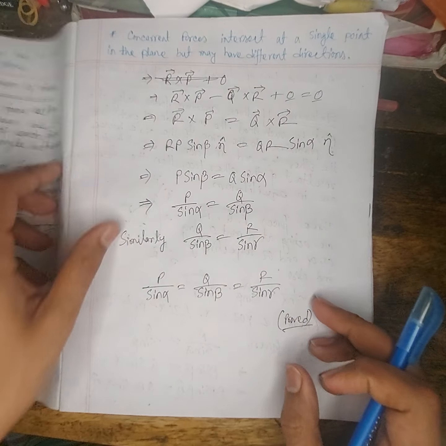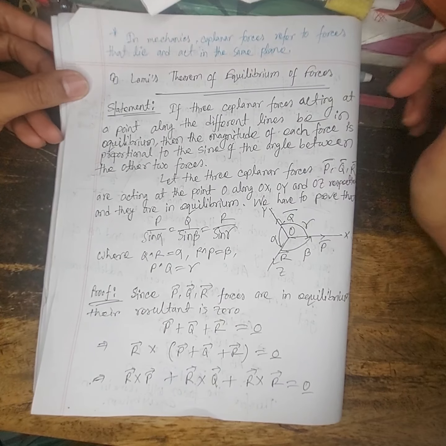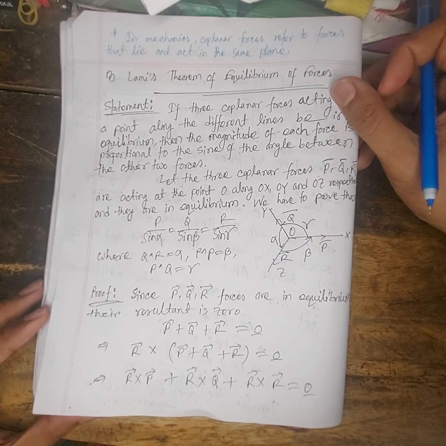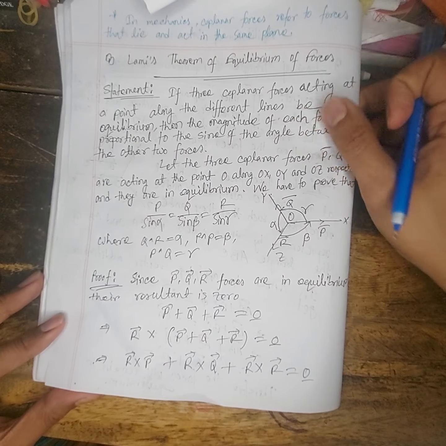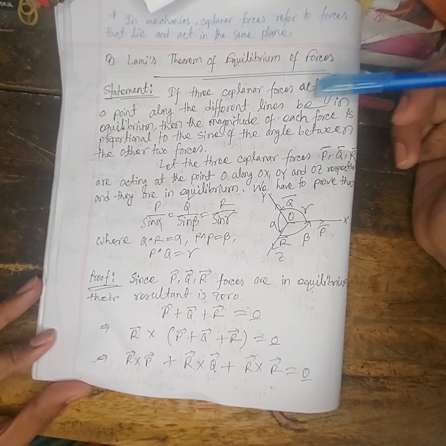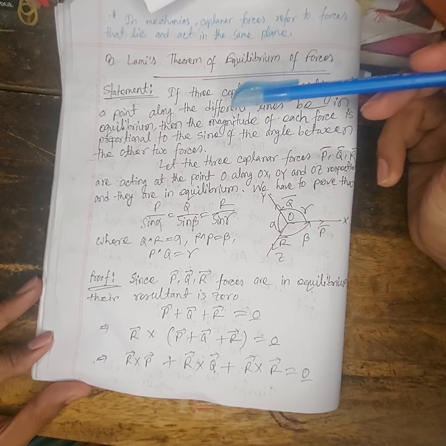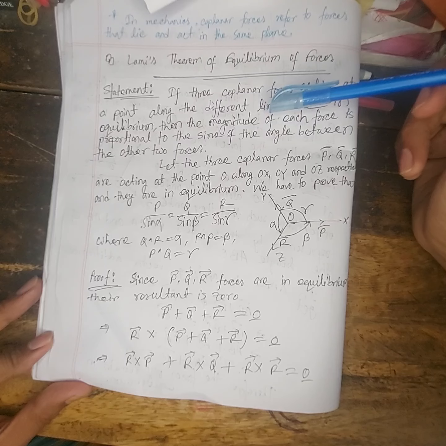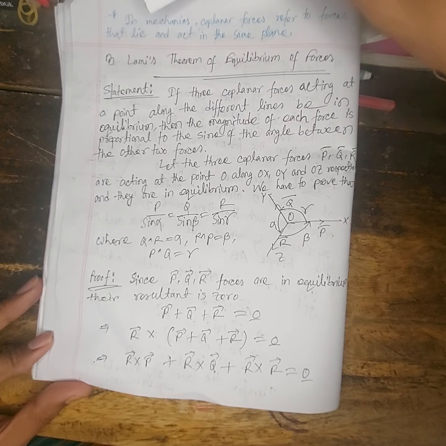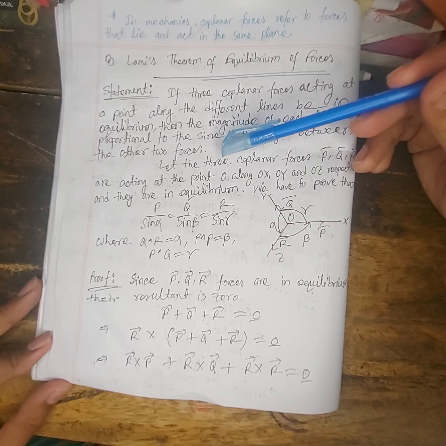Now next, Lami's theorem of equilibrium forces. If three coplanar forces acting at a point along different lines are in equilibrium, then the magnitude of each force is proportional to the sine of the angle between the other two forces.